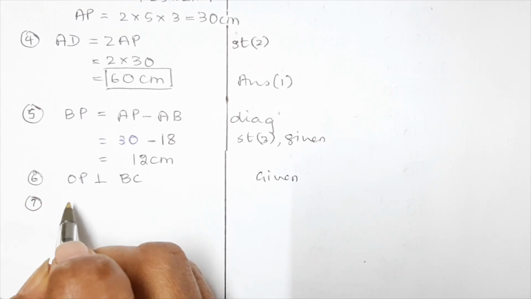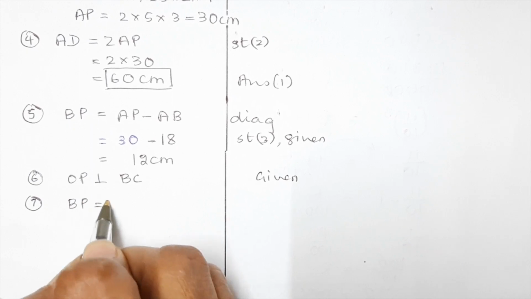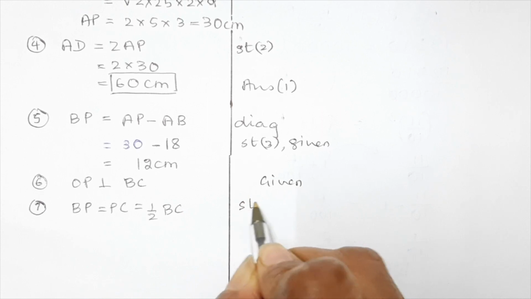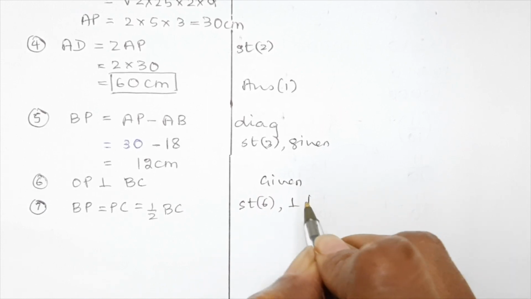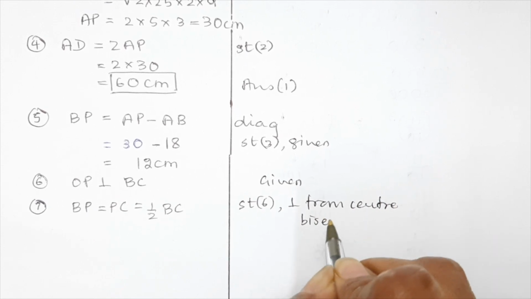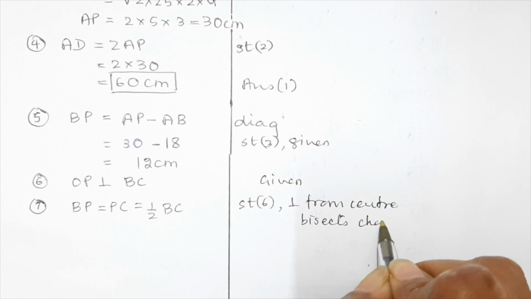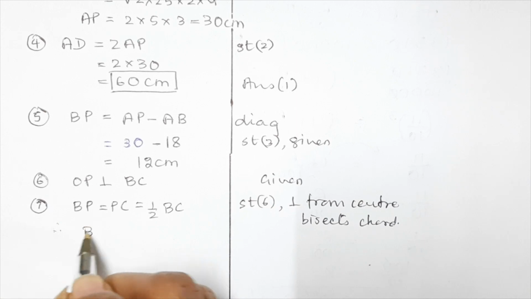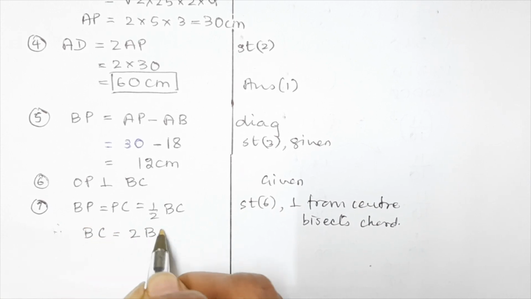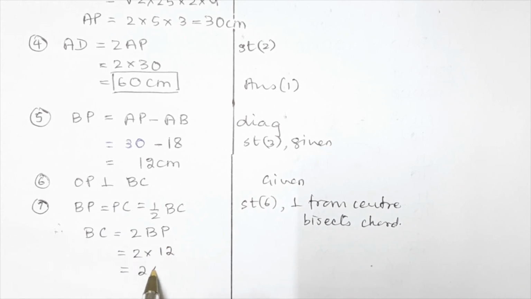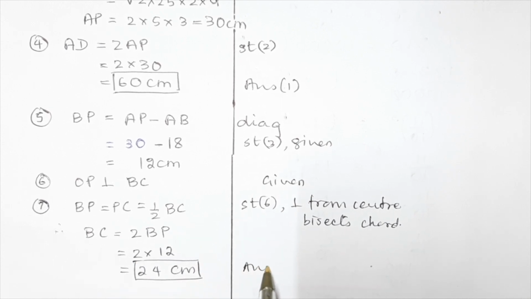So seventh statement will be your BP equal to PC equal to half BC. This will be from statement 6 and perpendicular from center bisects chord. Alright, so you will have therefore BC will be equal to 2BP, which is 2 into 12, which is 24 centimeter, and that becomes our answer 2.